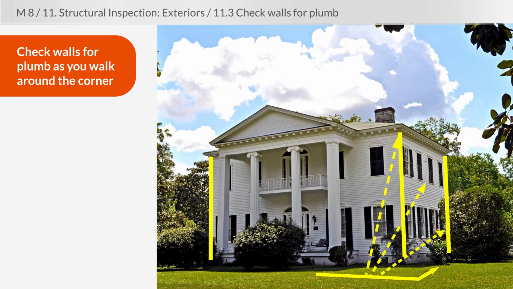You want to see if it's bowing out at all because you go all the way around to the side of the house and you look at that side dead on. Sometimes you won't notice that the wall is bowing out. That's why we suggest you do it this way.